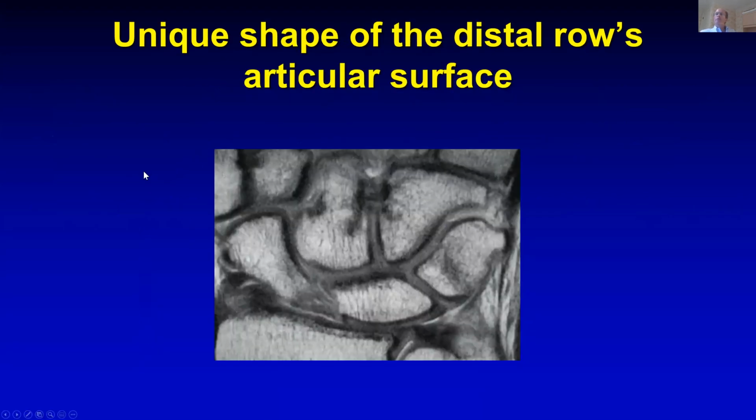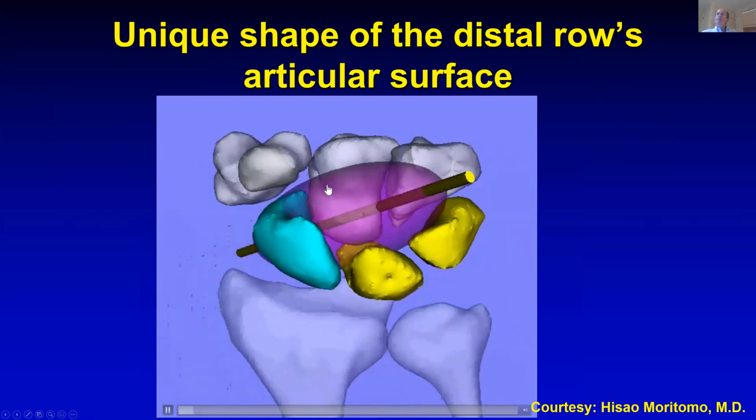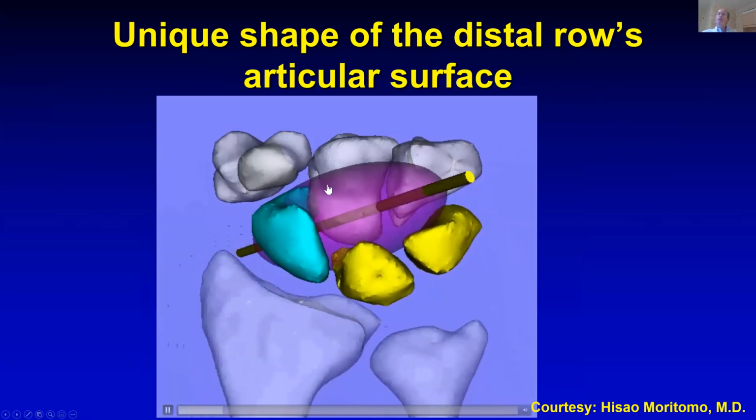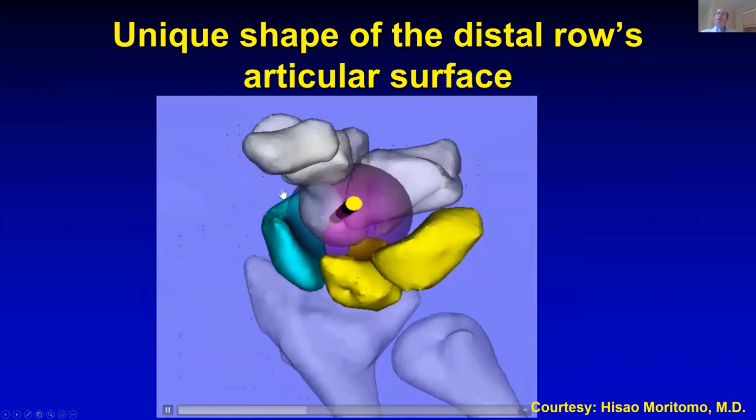The articular surface of the distal row is at once elliptical in the coronal plane and spherical in the sagittal plane because of its obliquity to the acetabular receptacle of the proximal row. This magnificently illustrated video by Isao Moritomo's schematic of the oblique axis of the midcarpal joint shows it as a spherical unit in this oblique plane.